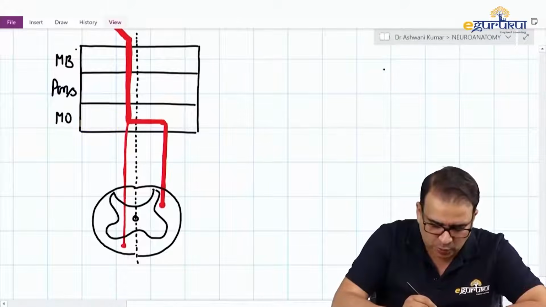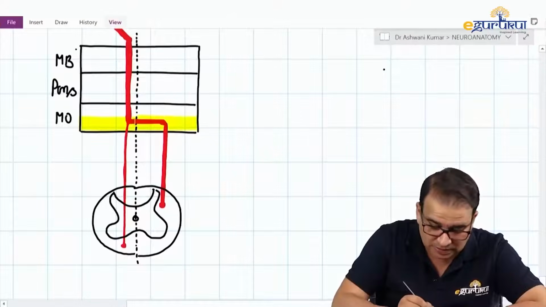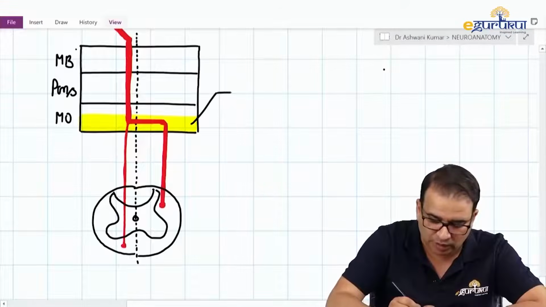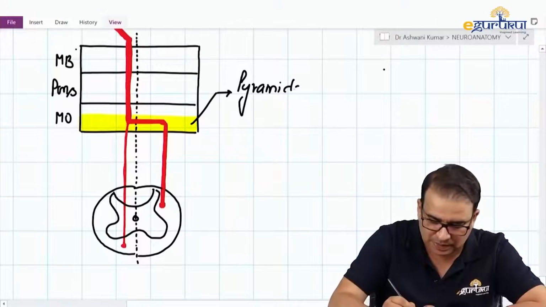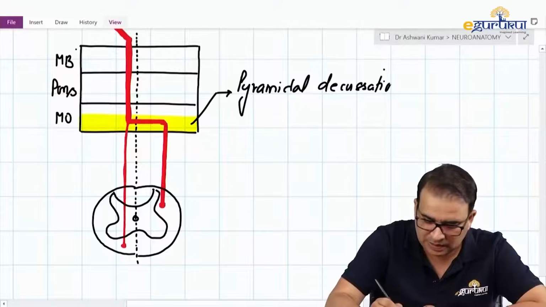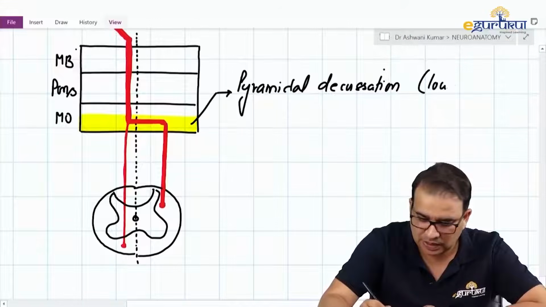First point to be noted here, where the decussation is taking place. Pyramidal decussation is taking place in the lower medulla oblongata. This is pyramidal decussation, and that is taking place where? In the lower medulla oblongata.